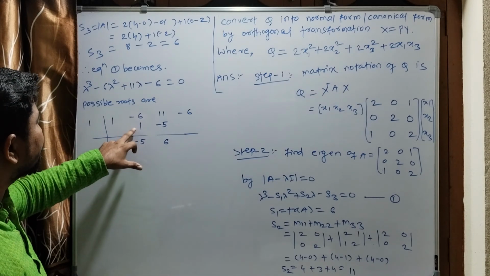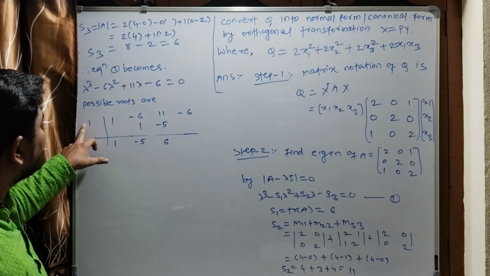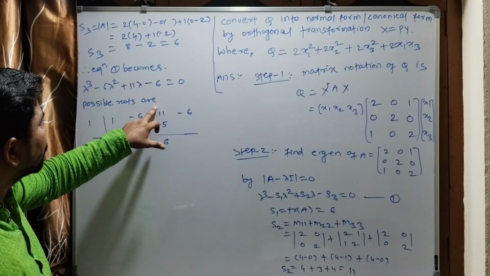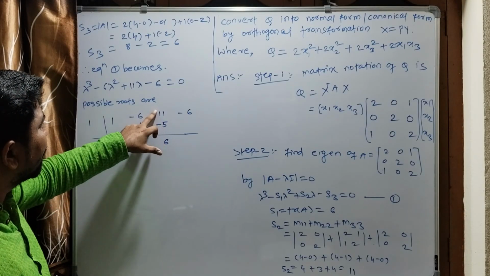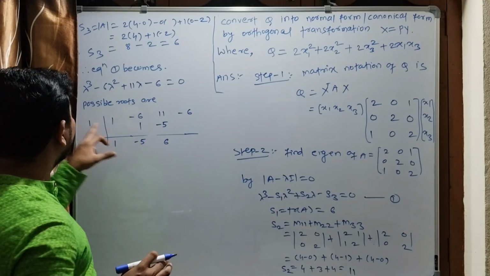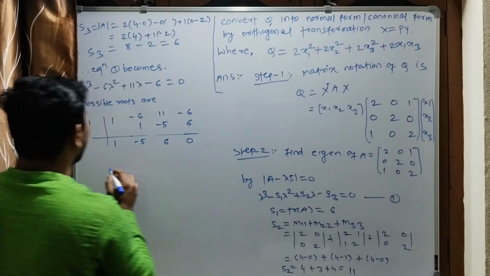Adding these two, minus 6 plus 1 becomes minus 5. Minus 5 into 1 is minus 5, so write minus 5 and add to 11: 11 minus 5 is plus 6. Then multiply this 6 with 1 and add to minus 6: minus 6 plus 6 becomes 0.